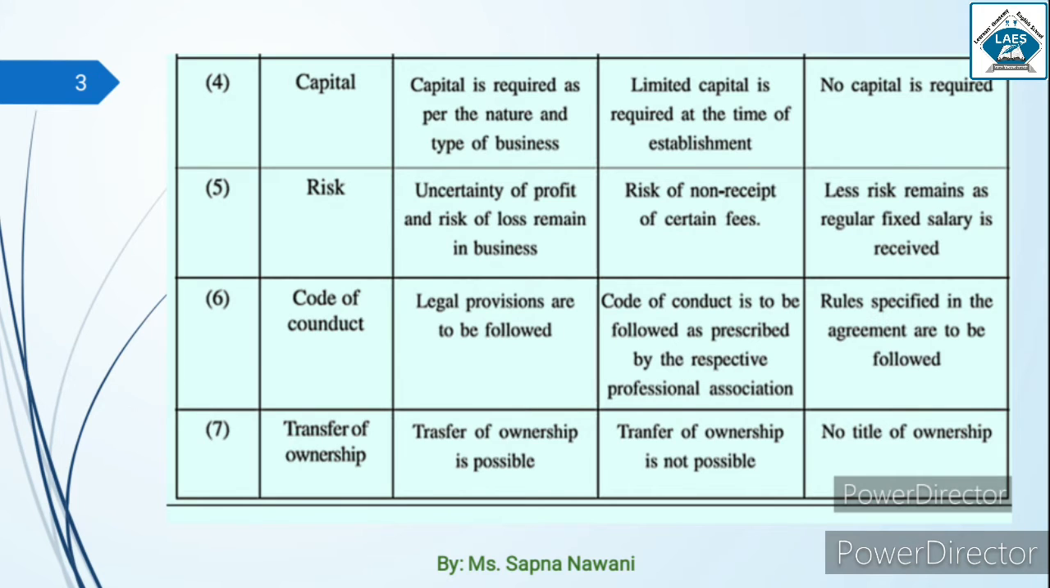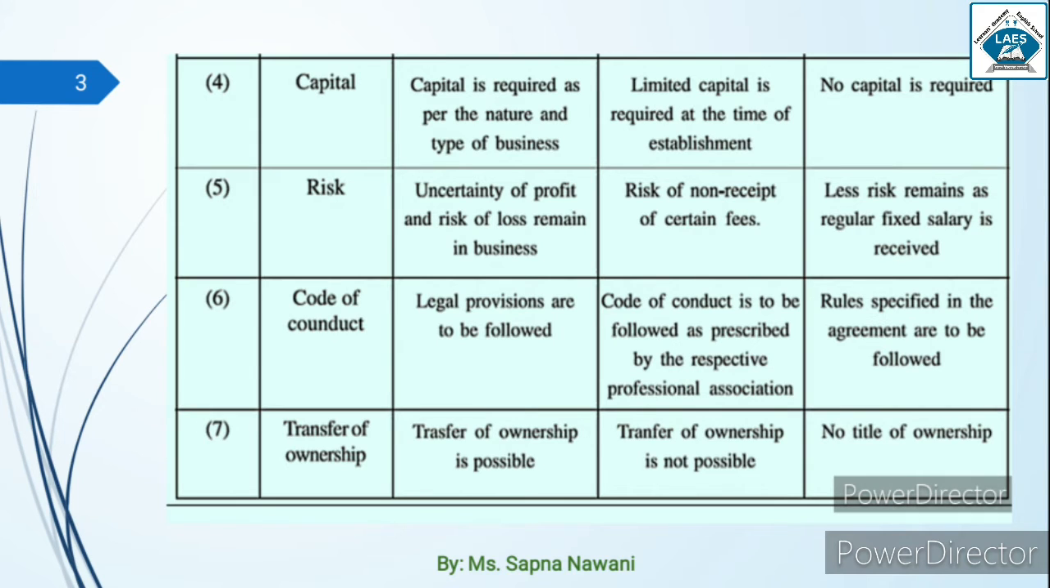Fifth point, risk. As we have studied, in any activity where we have to deal with money, the objective is to earn profit. Where there is profit, there is risk too. So in business, there is an uncertainty of profit and risk of loss. Also in profession, there is risk if someone does not pay fees. But in employment, there is less risk as the employees get a fixed amount of salary as per the contract, even if the business suffers loss.